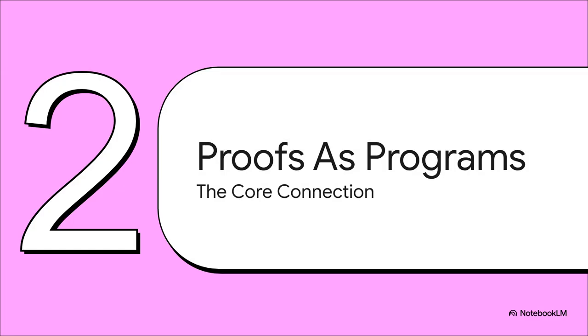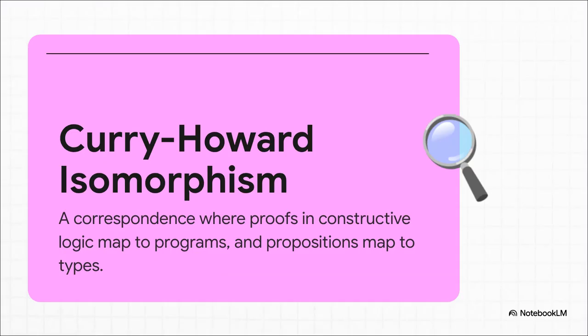Okay, so let's get to the heart of it. How does this connection actually work? This is where we get to the core idea, this paradigm of proofs as programs. The official name for this is the Curry-Howard isomorphism. Now that sounds pretty intimidating, I know, but the idea behind it is just stunningly elegant. It says there's a direct, one-to-one match between proofs in a field called constructive logic, where proving something means you actually have to build it, and programs in computer science. They're not just alike, they are two sides of the exact same coin.